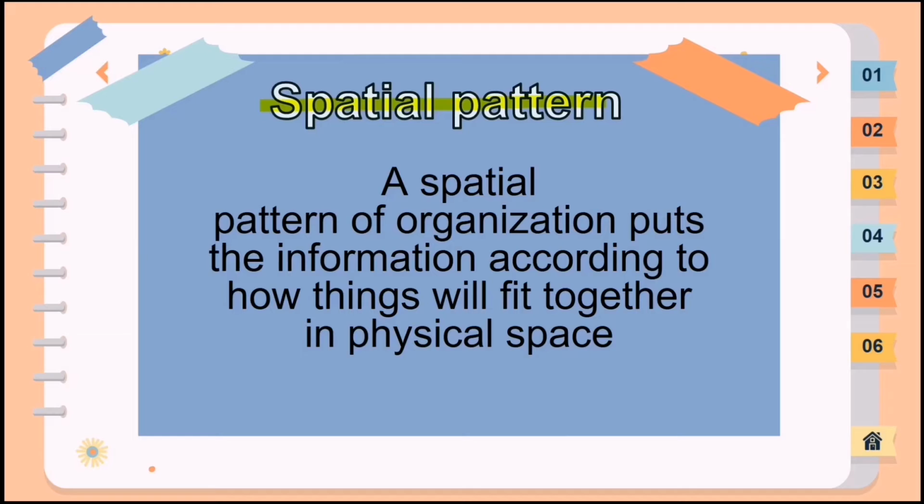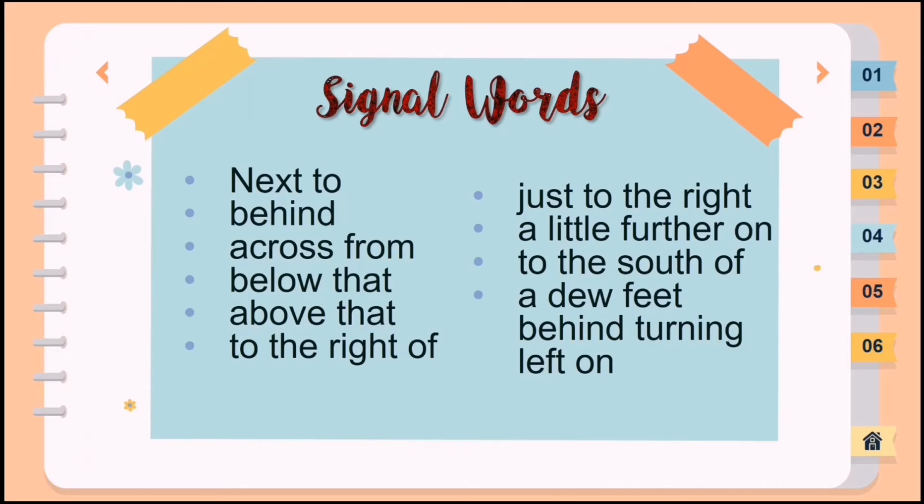So, we have here examples of signal words. Like next to, behind, across from, below that, above that, to the right of, just to the right, a little further on, to the south of, turning left on. You use these to describe things. For example, you are going to describe your classroom or your kitchen, and what things are there.